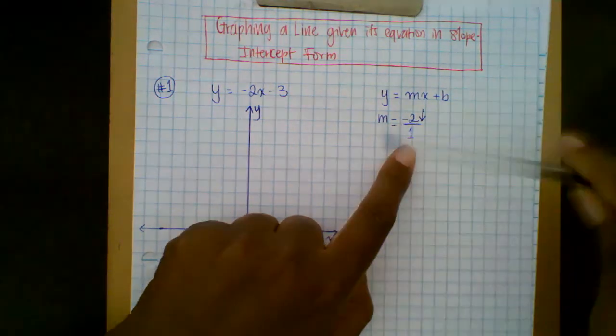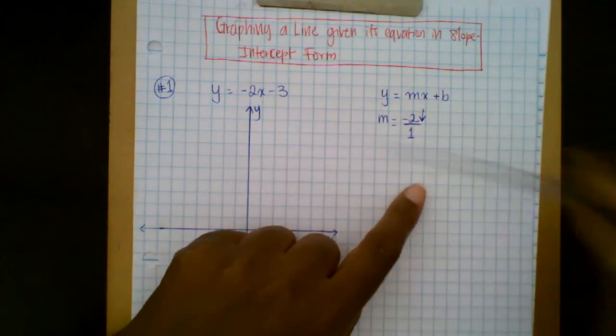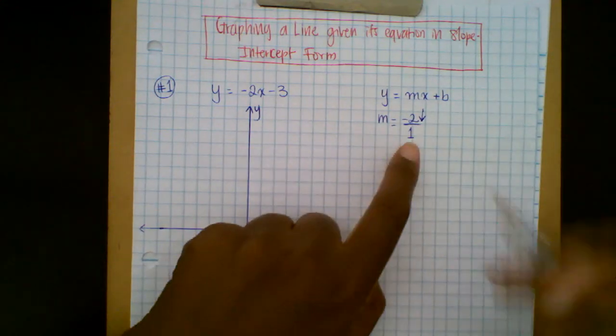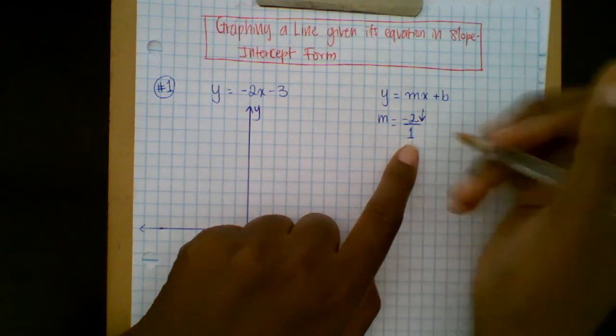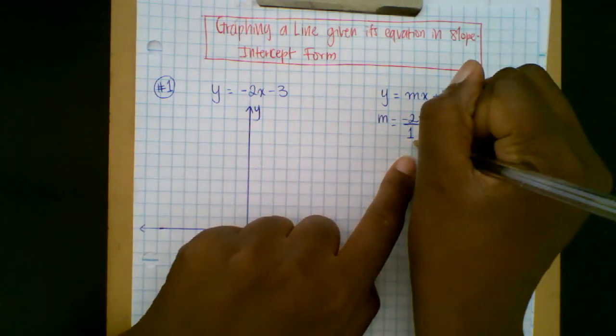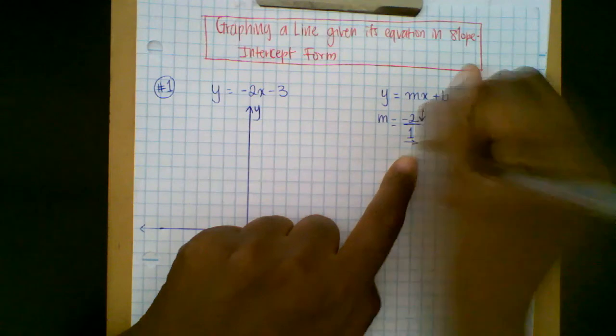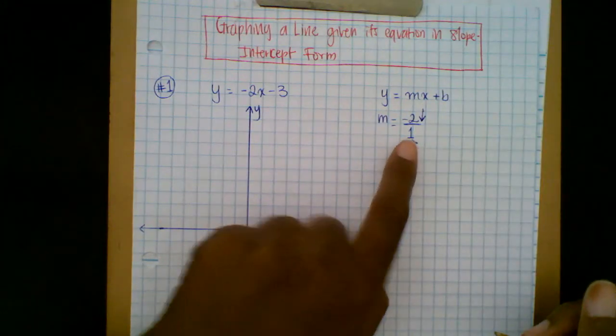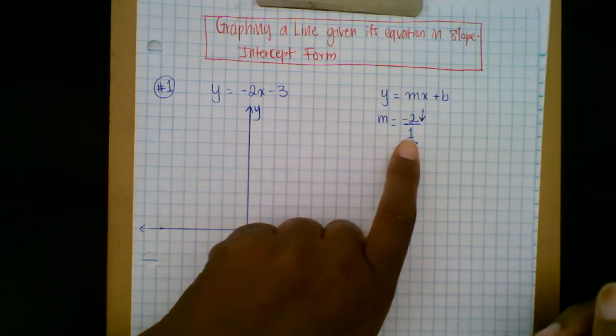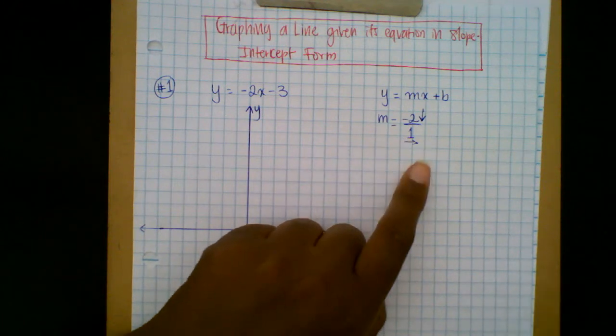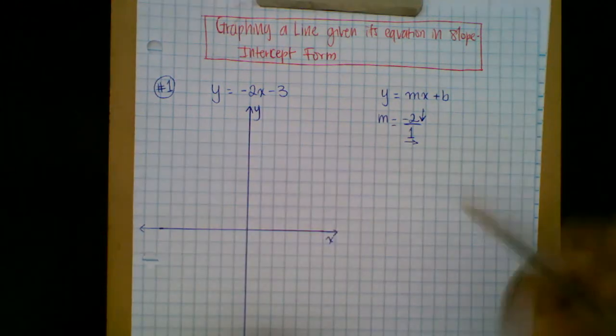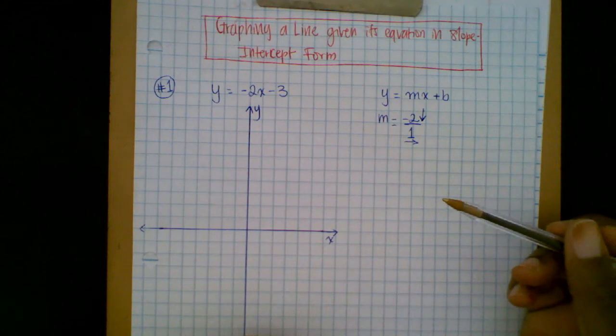Then the 1, where are you going to go? The run means you're moving horizontally, either to the left or to the right. Because the 1 is positive, it means that you're going to go to the right 1 time. Why? Because 1 is positive. Now, where do we start to build a line? Where do we start from going down 2 and moving to the right 1?